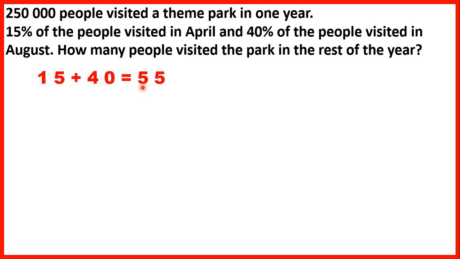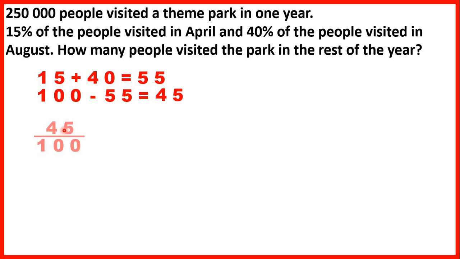So that means 55% either visited in April or August, but we want the total number of people who visited in the rest of the year. Now percentages need to add up to 100%. So if we subtract the total percentage for April and August, that means 45% visited in the rest of the year.